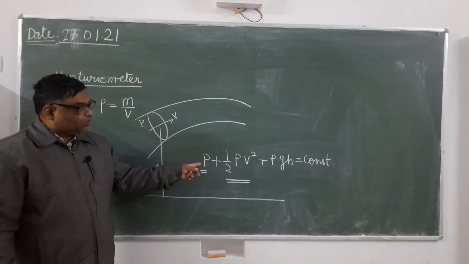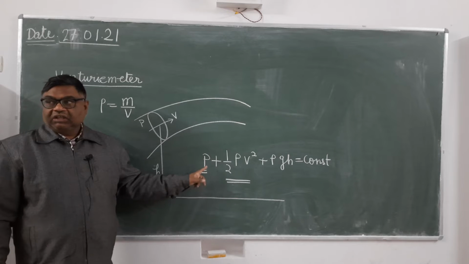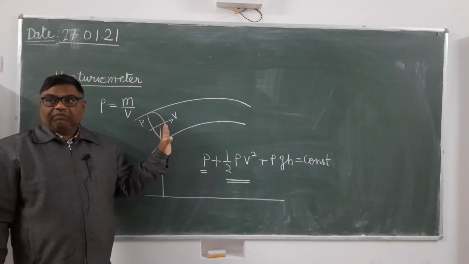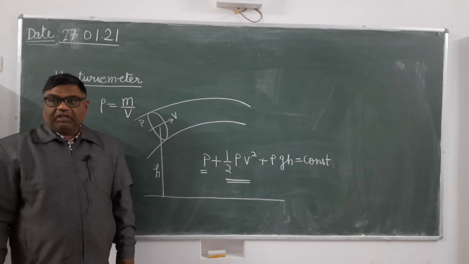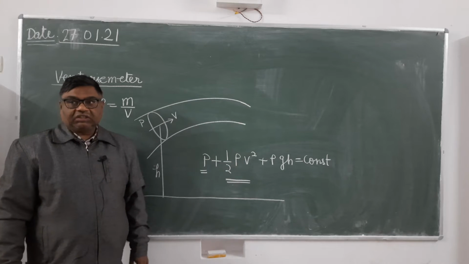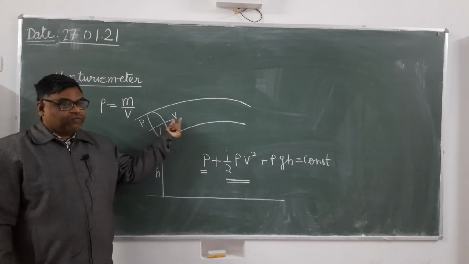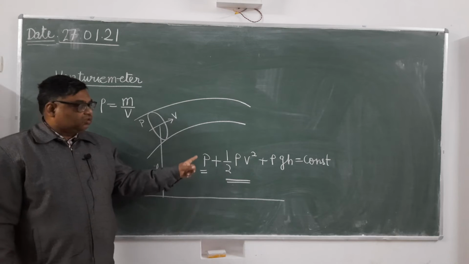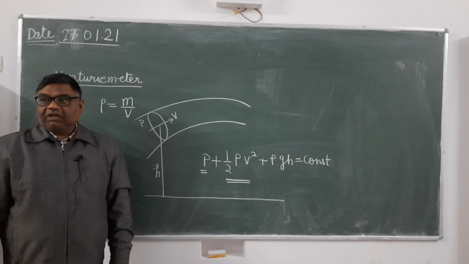Means flowing liquid possesses three types of energies. One is the pressure energy. What is the pressure energy? It is the work done which is required for the flow of liquid in the tube. Then half rho V square, and rho GH. It's clear? Means according to Bernoulli's theorem, when an ideal liquid flows through a tube of non-uniform cross section, then its total energy per unit volume at every cross section will remain constant.